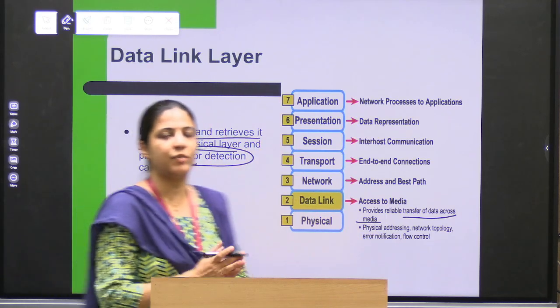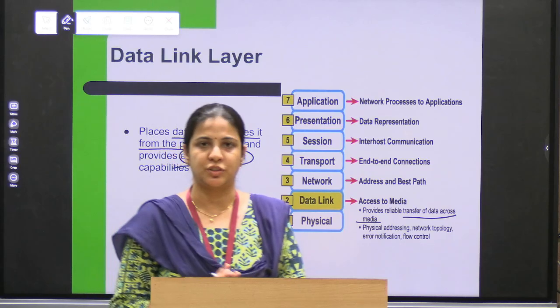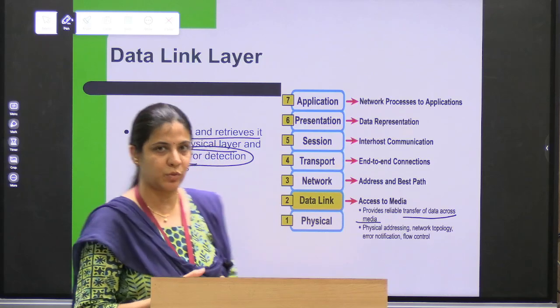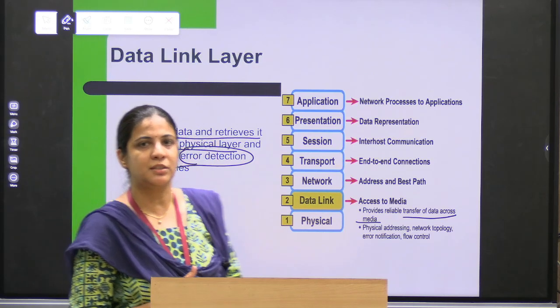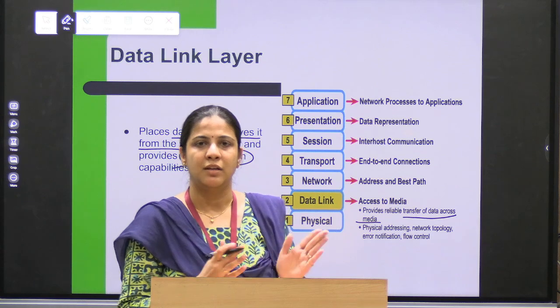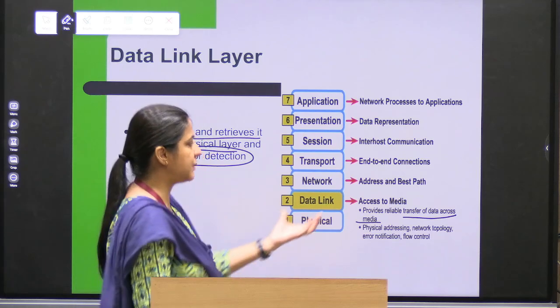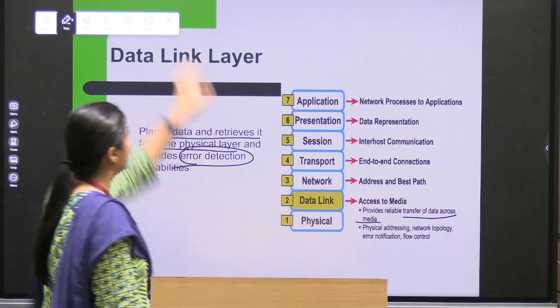Now, in this layer, we have various network topologies. Network topology is the arrangement of systems in the network. There are different network topologies, like in LAN, we have star, ring, bus, and mesh topologies, any of which can be used to transfer the data in the data link layer.